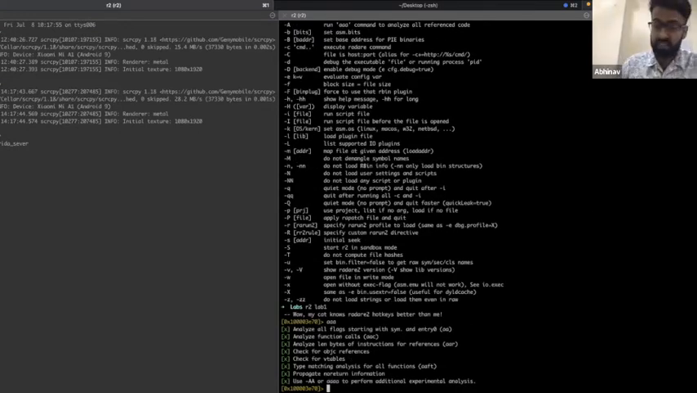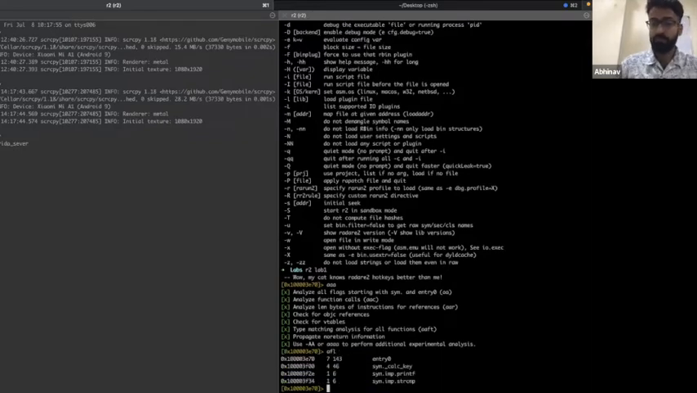Now the analysis is done. It has also auto-named some functions for us. Now I want to list the functions, so I can use AFL. This is going to give me the list of all the functions it has analyzed and auto-named. There is an entry function, which is usually a good starting point.